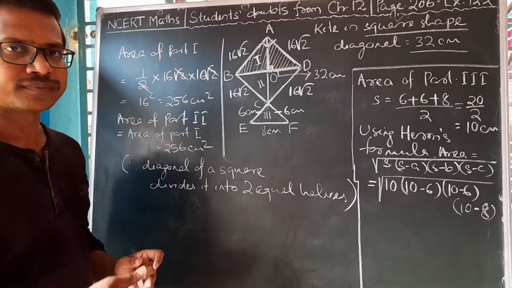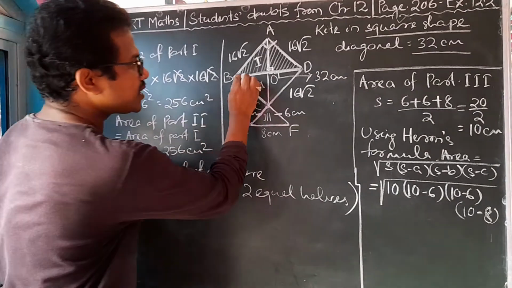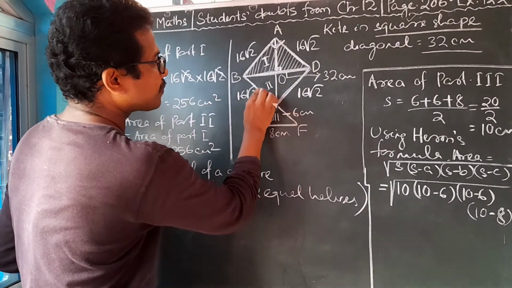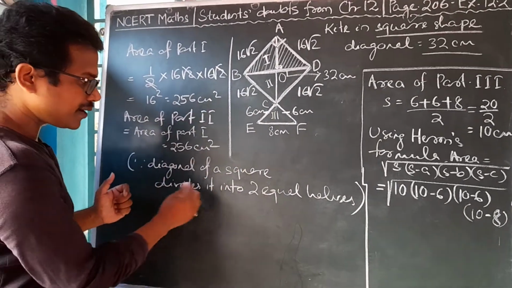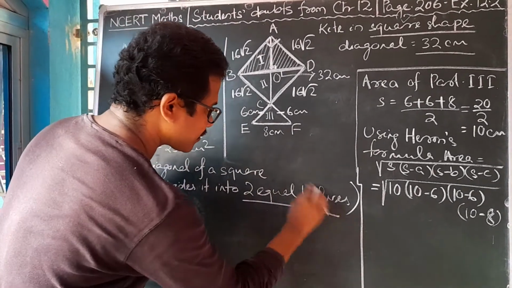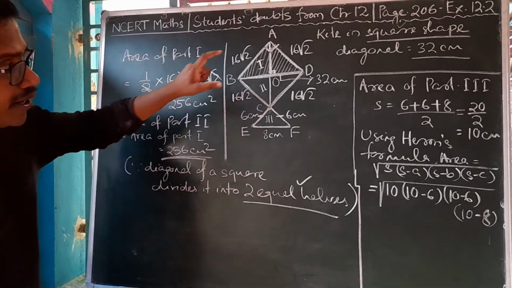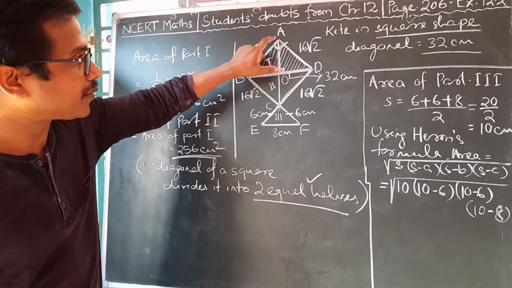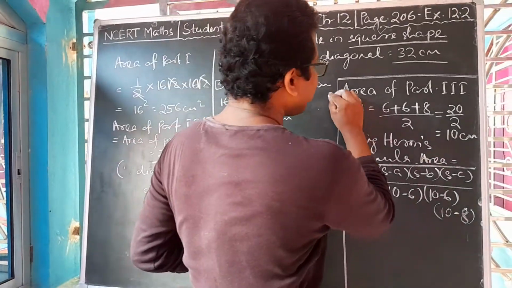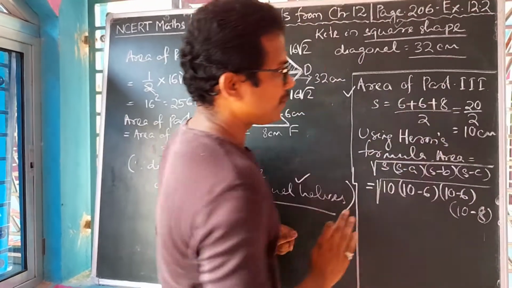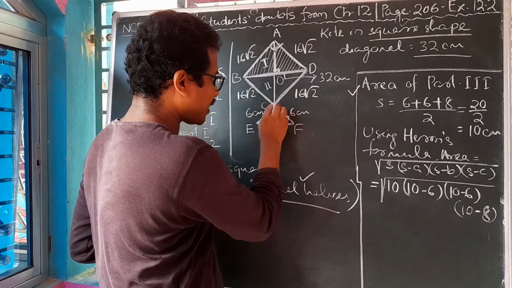So you see, students, area of part 2, meaning this part PDC, is equal to area of part 1 because the diagonal of a square divides it into 2 equal halves. That means area of part 2 is also 256 cm square. Already we have found out area of part 1 and now we got area of part 2. Now we have to find out area of part 3. This small triangle is the base of the kite.